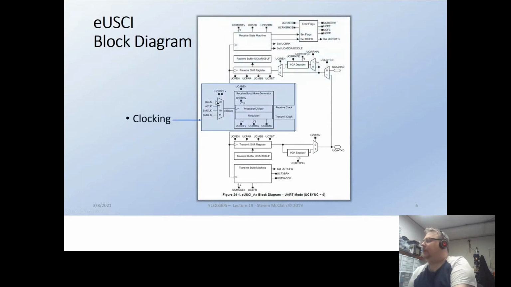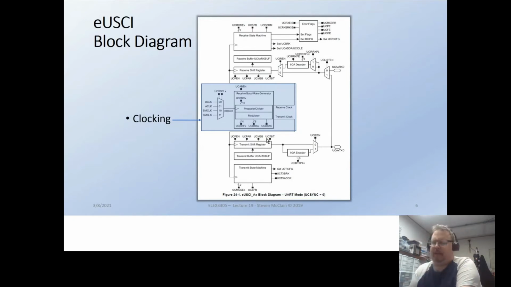The clocking. Again, you can select the system clock or A clock or U clock, and it's got a prescaler and a modulator divider, and then we're going to go through some math on that, and that will derive the receive clock and the transmit clock, and I believe they both have to always be the same. Unless you're doing some half duplex protocol or something like that, in which case you could switch the clock on the fly. But in general, if you're trying to run the receiver and the transmitter at the same time, then they both have to have the same baud rate.